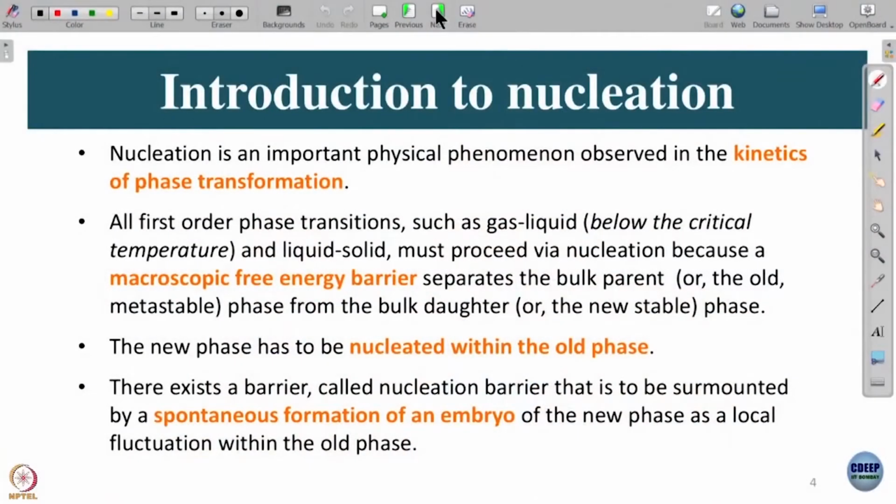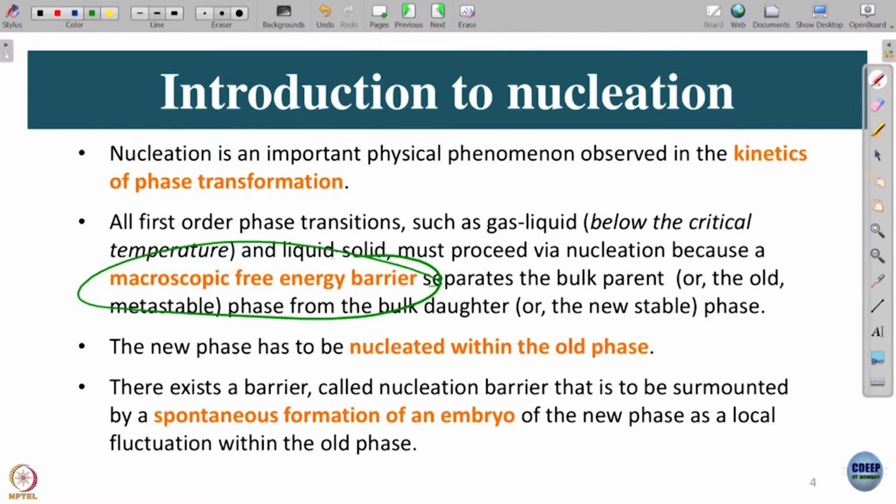So let us start with the nucleation. Okay. It is a phenomenon observed in the kinetics and phase transitions. So there it must proceed via nucleation, because of the macroscopic free energy barrier. This I already told, the barrier is macroscopic, it cannot go otherwise. So it must form from inside.